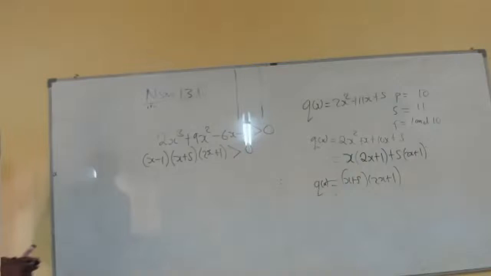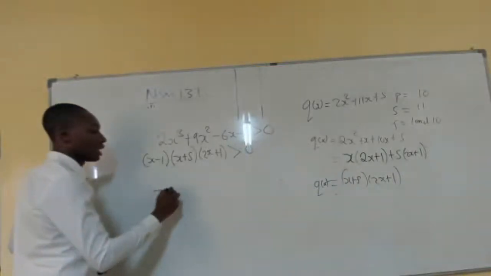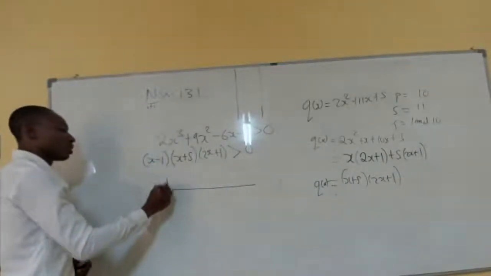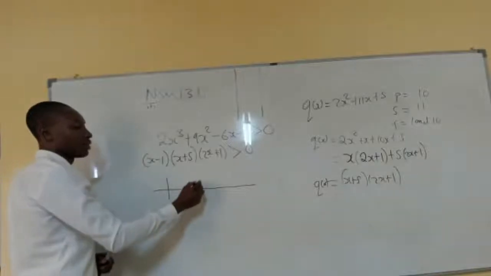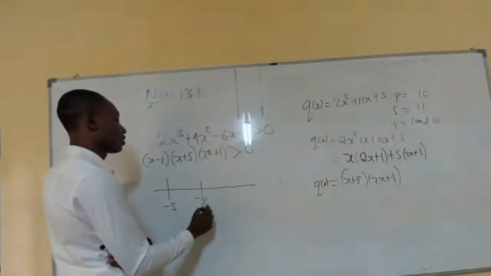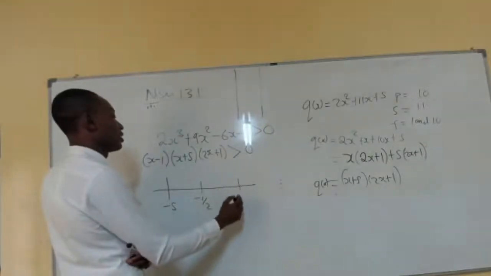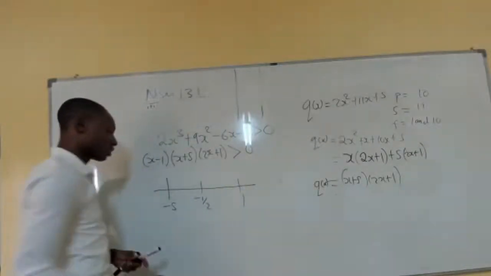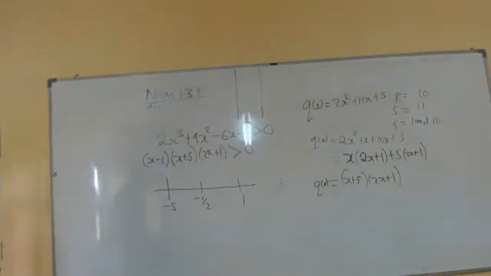Okay, so I'm going to draw a line as before, and we're going to have negative 5, negative 1 over 2, and lastly positive 1. Okay, that is what we are going to have.